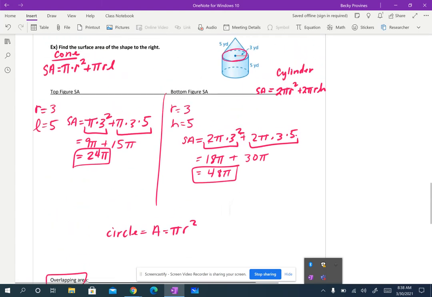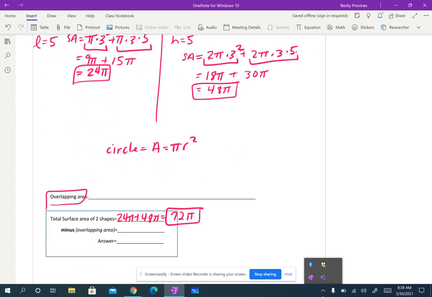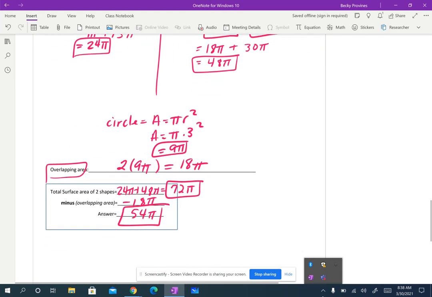So do we know the radius? The radius is 3. So it's 3 squared, which is 9, so it's 9 pi. Now there are 2 of them, and they're both 9 pi. So it's 18 pi. So I have to subtract that away. 72 minus 18 pi is 54 pi. And it is yards, so I forgot to include that. It is yards squared. All right, let me know if you guys have any questions.